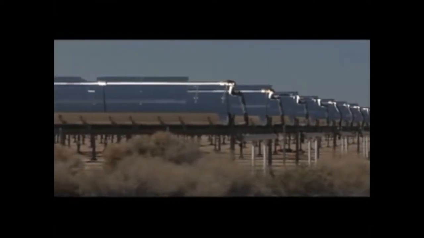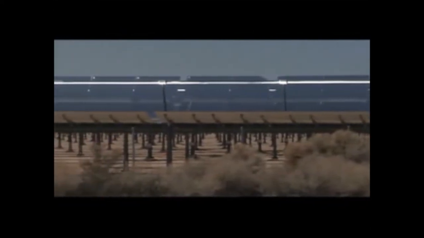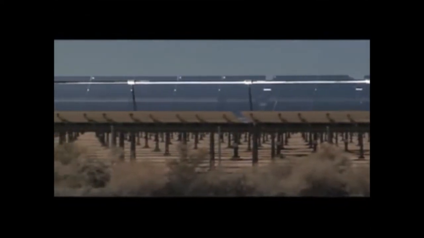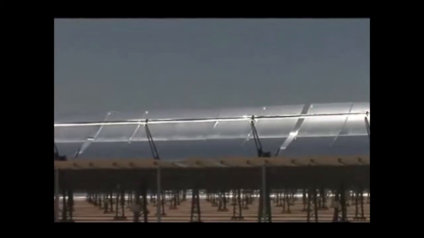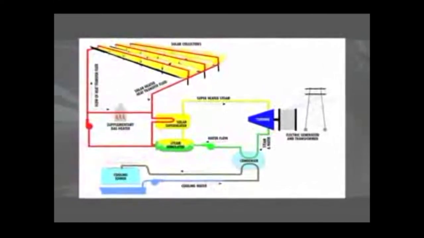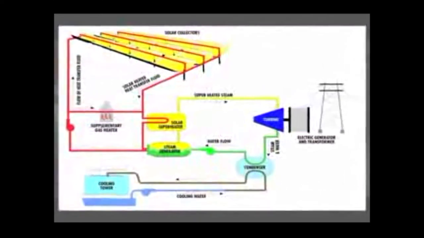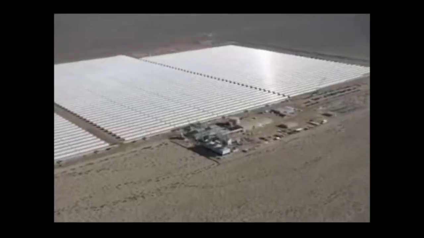The receiver tubes inside have a black coated stainless steel pipe through which a heat transfer fluid travels. The sunlight is absorbed by the coating on this tube, converted into heat, and it heats the heat exchange fluid to a temperature of about 400 degrees C, which is about 750 F. Once the oil is heated, it goes back to the power block where they actually make the electricity.